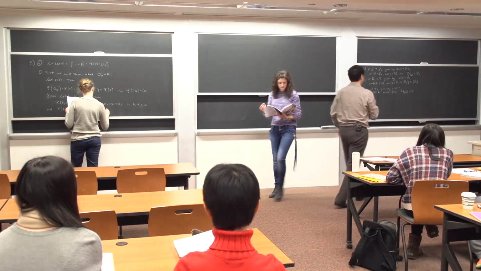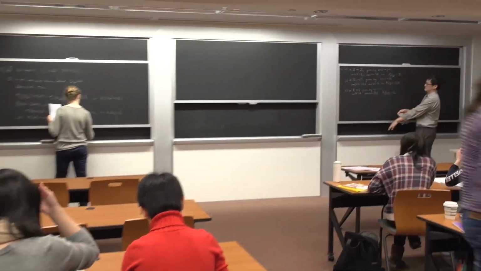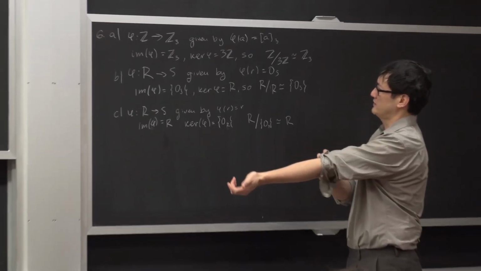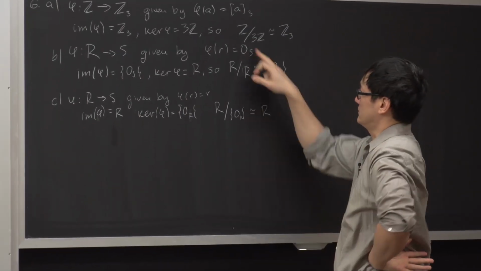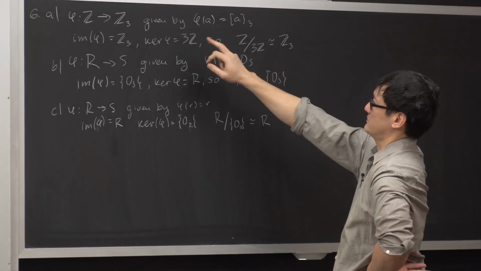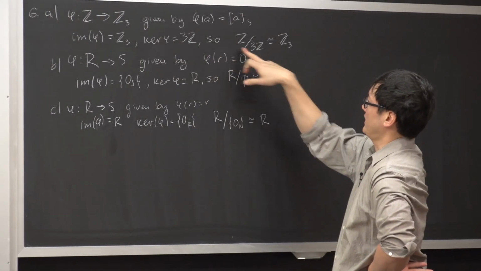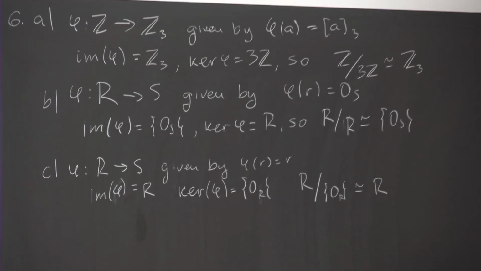Okay, so let's just go over some of this real fast. If you have the projection map from Z to Z3, clearly the image is Z3, and the kernel is all multiples of 3. So the isomorphism that you get from the first theorem of ring isomorphisms is the domain modded out by the kernel is equal to the image. Everyone okay with that?